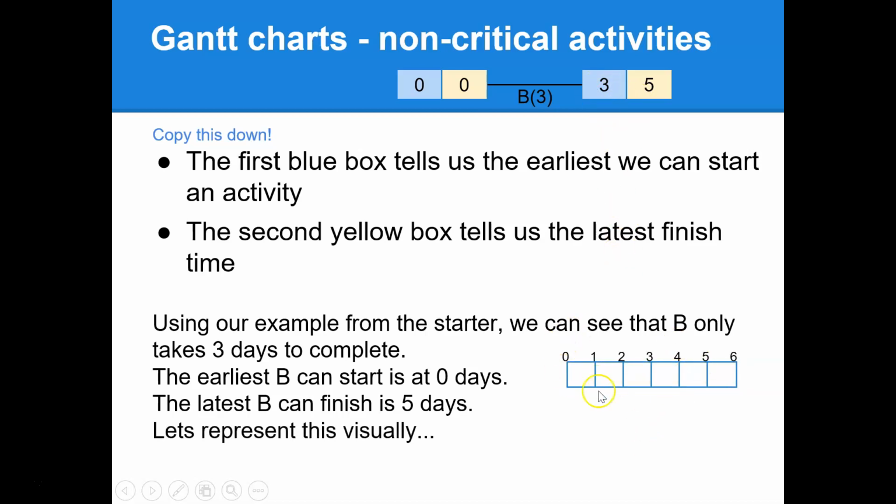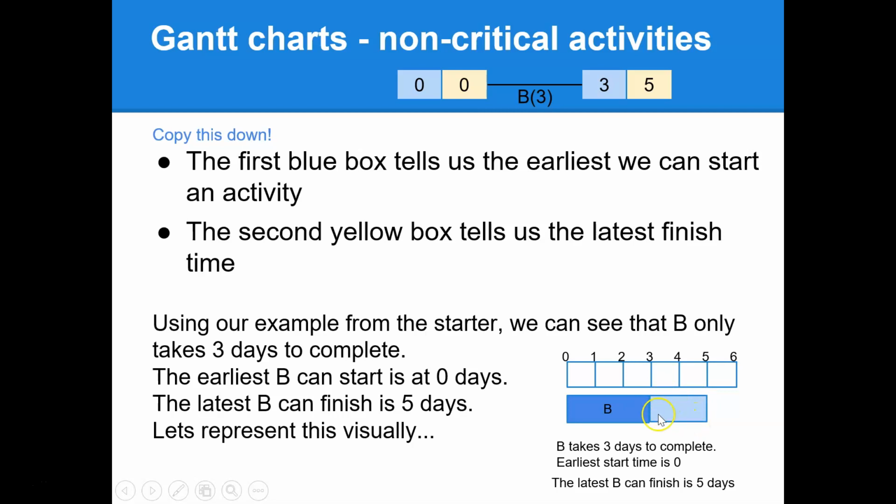If we were to draw this out in little boxes representing the days, so this being 0 days, and then 1 day, 2 day, 3 day, 4 day, and so on, B would take 3 days to complete. So we could draw a box that is 3 days big, right? And this would be B here. And then the latest that B could finish is here, 5. So we can shade in this little section here, showing how far B could move along until it can finish and not affect the critical path analysis and the whole project time.